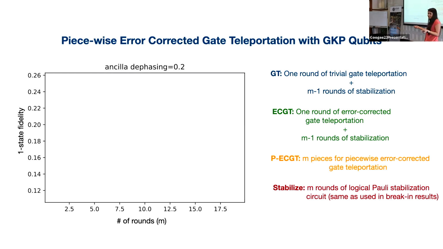Because why would your qubit be sitting for the m minus 1 rounds? You can apply stabilization, right? And then there's an error-corrected gate teleportation circuit. Basically, I apply the one-shot error-corrected gate teleportation and then do m minus 1 rounds of stabilization. Then there's PECGT, the orange curve, which is the piecewise circuit. I've applied this into m chunks. So I've sort of divided my rotation into m chunks, whatever rotation I'm doing. And this rotation was actually for the T gate here that I'm showing you. And the previous one was also for the T gate. I forgot to mention that.